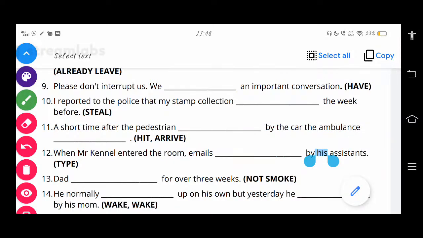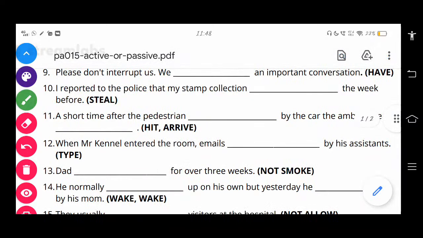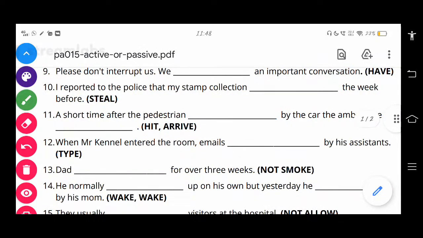Once again you have to look at the 11th example. A short time after, the pedestrian dash by the car, the ambulance dash. So here we were given hit and arrive. Try to listen.